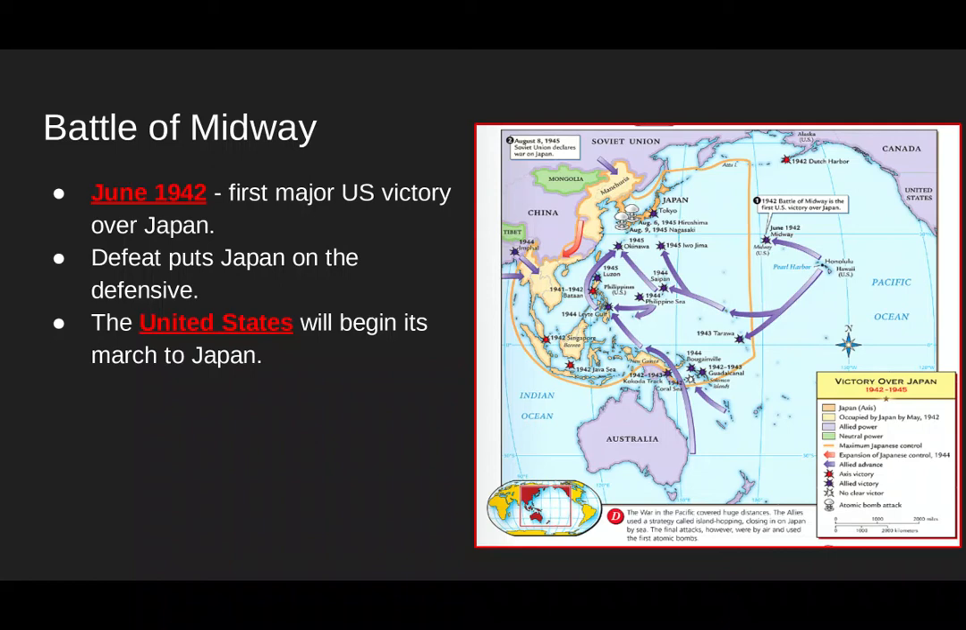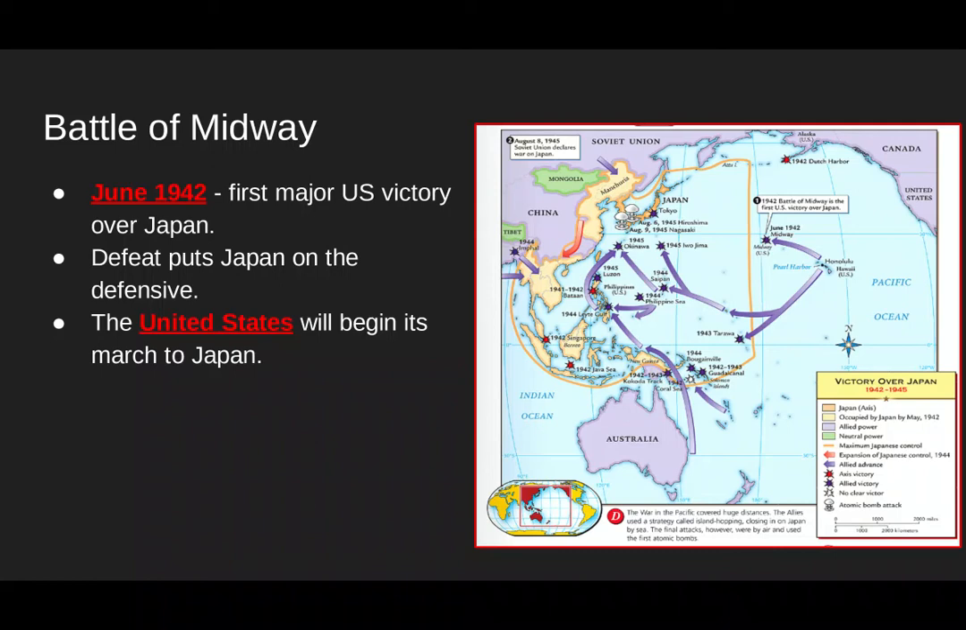So, barely about 6 months after the Japanese attacked Pearl Harbor, the Americans were able to score their first major victory against Japan at the Battle of Midway. This was actually supposed to be a surprise Japanese attack on the Americans. The Americans, though, had broken the Japanese communication code, and they actually knew that the Japanese were planning this attack. And so the United States was actually able to launch their own little preemptive surprise attack, a surprise attack to their surprise attack. And it caught Japan completely off guard.